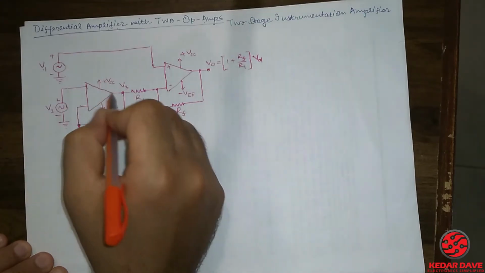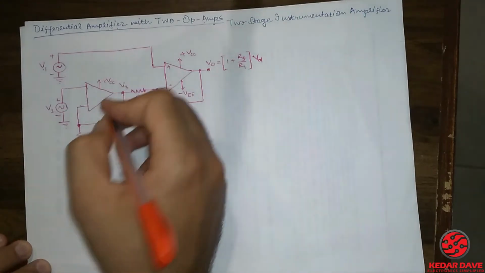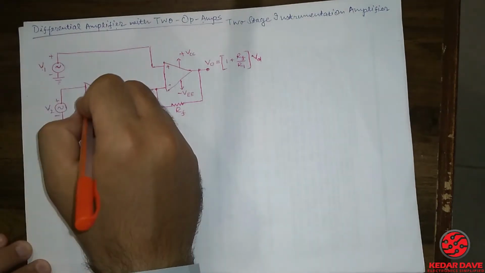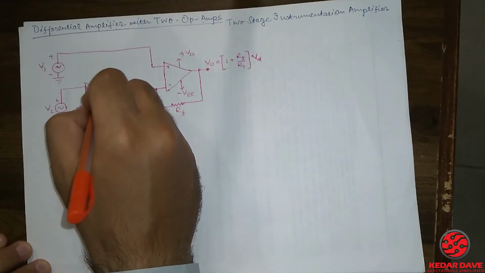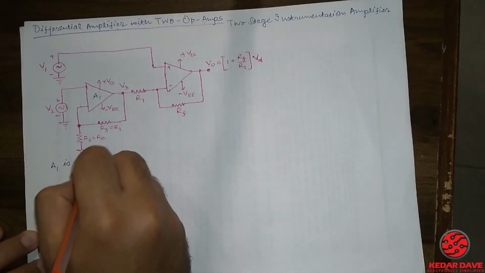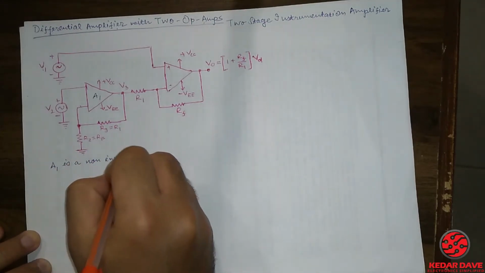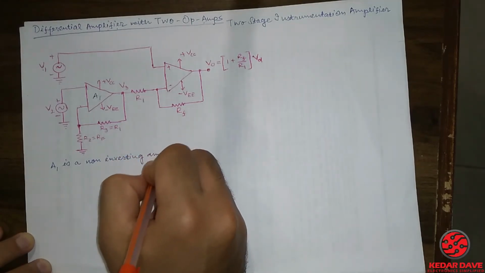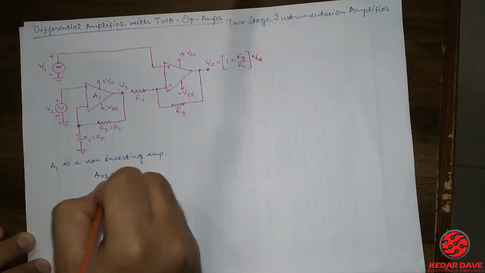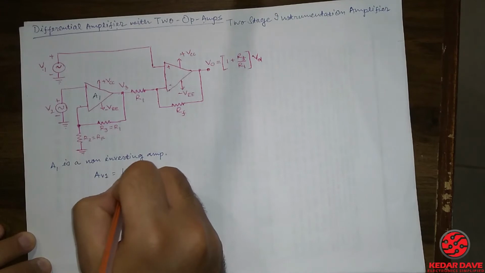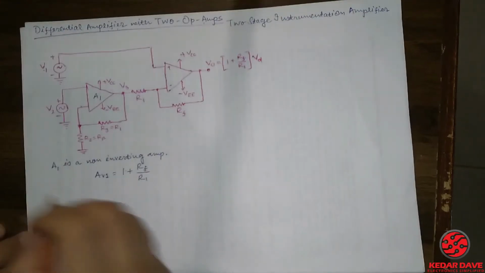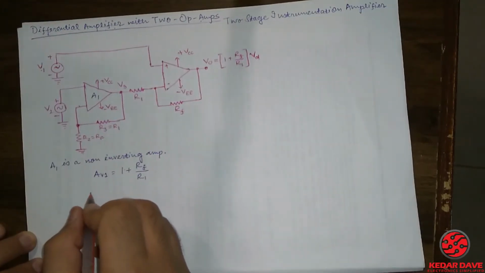This is our first stage. Here you are seeing that is our first stage. So taking A1, we will call this particular amplifier A1. A1 is a non-inverting amplifier. So from this concept we know that we will call the voltage gain AV1. It is RF upon R1 from the non-inverting amplifier.